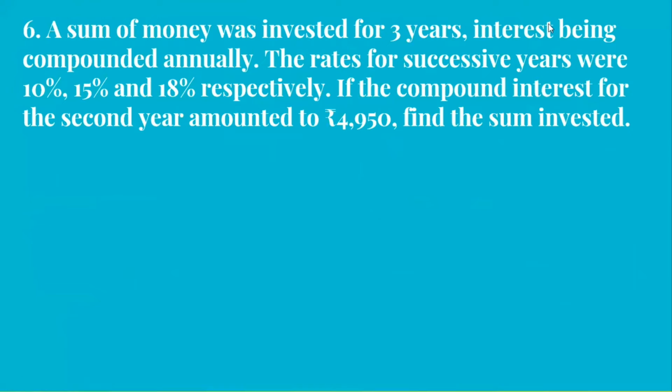A sum of money was invested for 3 years. Interest being compounded annually, the rates for successive years were 10%, 15%, and 18% respectively. If the compound interest for the second year amounted to rupees 4,950, find the sum invested. So principal is what we don't know. Let us keep it as P. R1 is 10%, R2 is given as 15%, R3 is given as 18%.